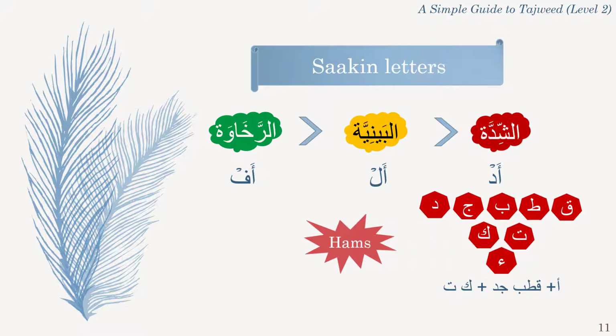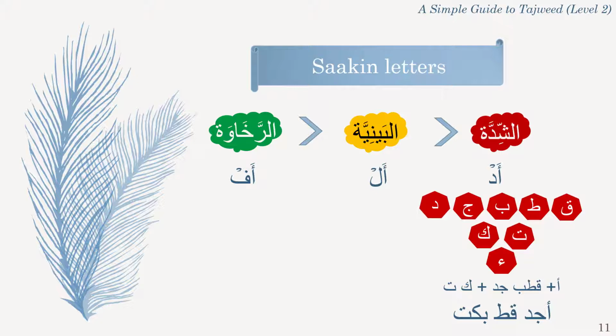In addition, Hamza. In our reading, Hafs through Asim from Shatibiya way, we don't have a way to get rid of Shidda in the Hamza. These Shidda letters are gathered in the word Ajid Qatin Bakat.